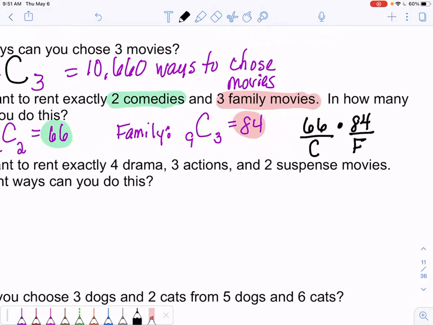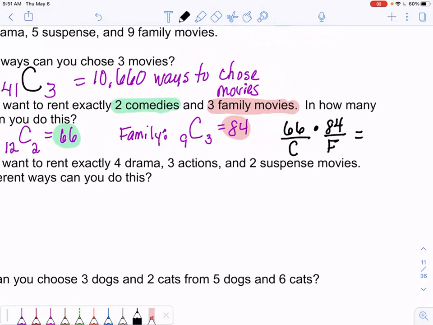So this is a multi-step problem because there's multiple events happening. So we calculated the comedies, we calculated the family movies, and now we're going to multiply those 2 numbers together. So what do you get when you multiply those 2 numbers together? How many total options? 5,500.